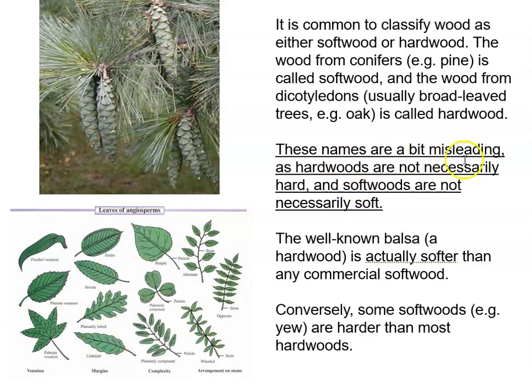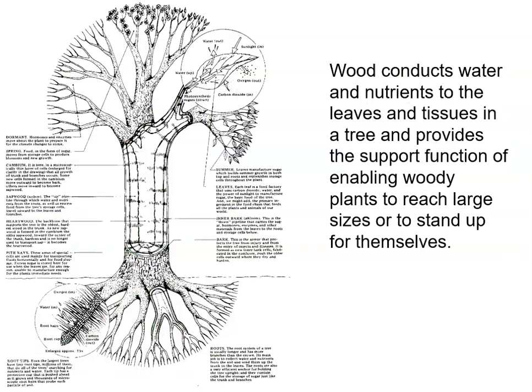These names are a bit misleading, as hardwoods are not necessarily hard and softwoods are not necessarily soft. So, for instance, balsa wood, which we use to make architectural models, is actually a hardwood, and it is softer than any commercial softwood. So a very, very soft wood, but it is actually a hardwood. And conversely, some softwoods, like a yew, are actually harder than most hardwoods. So the name in and of itself does not indicate how hard or soft the wood really is.